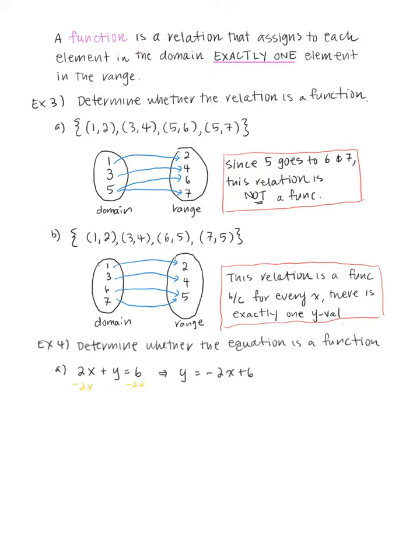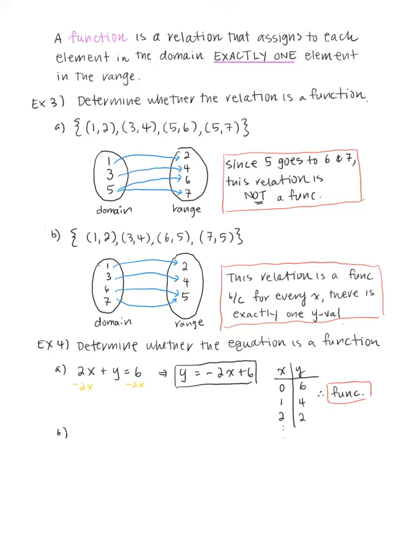Now don't forget the definition of a function. In order to be a function, each element in x had better give you exactly one y value. So let me make an xy chart here. Let me just plug in maybe 0, 1, 2 or something. Now when x is 0, when x is 0, then y is going to be 6. So when x is 0, there's only one y value, which is 6. Now when x is 1, this is going to become 4. When x is 2, this is going to become 2. So notice that no matter what x values you plug in, you're going to get exactly one y value. So therefore, this equation is a function. So I'm just going to write it. Func means function.